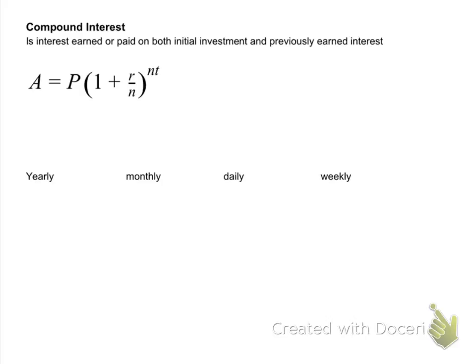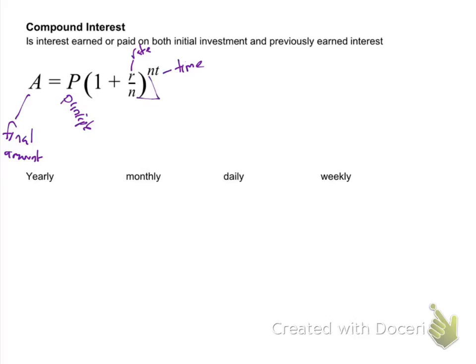So, they changed some things around here. A is now not the initial, it's the final amount. P is what they call the principal or the initial amount. R is still your rate as a decimal. T is still time, usually in years.